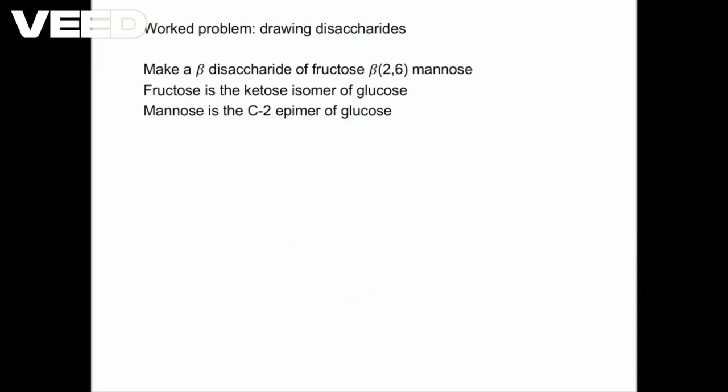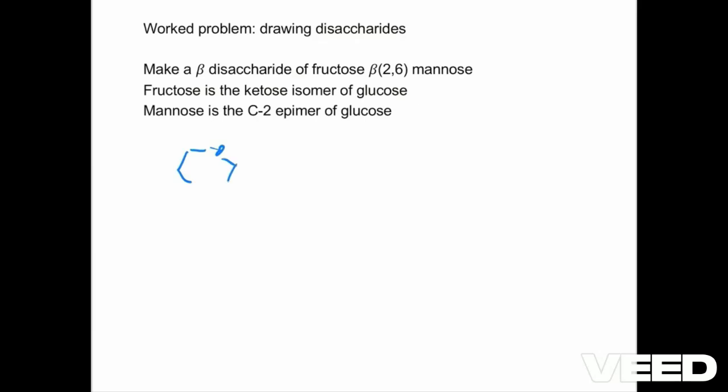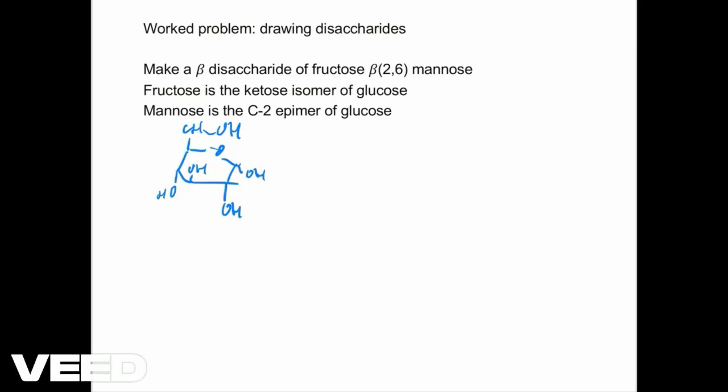For the last one, we want to make a beta disaccharide of fructose in a beta 2 to 6 glycosidic bond with mannose. So first of all, let's figure out how to draw fructose. So normally we think of glucose as having this structure, and the anomeric carbon can be either direction. But what we're told is that fructose is the ketose isomer of glucose.